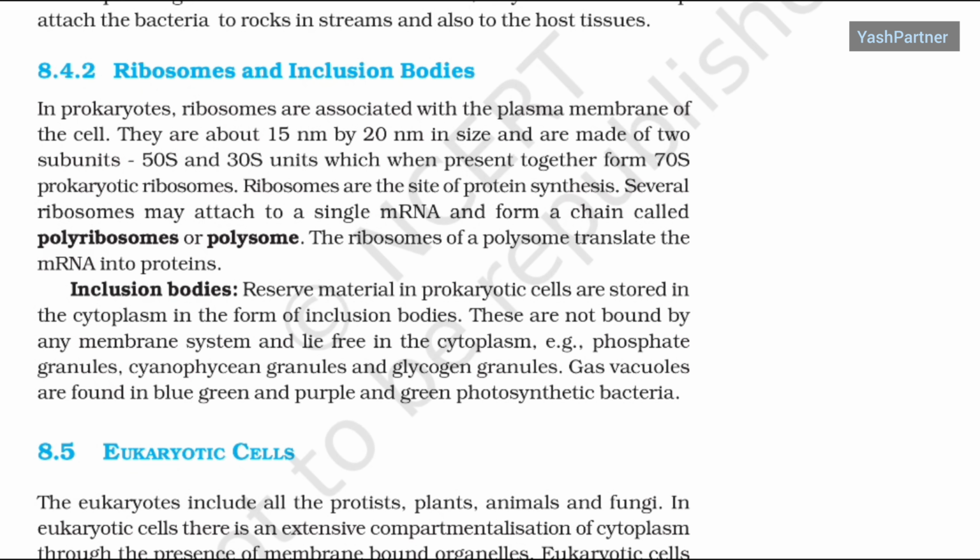Inclusion bodies. Reserve material in prokaryotic cells is stored in the cytoplasm in the form of inclusion bodies. These are not bound by any membrane system and lie free in the cytoplasm. Examples are phosphate granules, cyanophycin granules, and glycogen granules. Gas vacuoles are found in blue-green and purple and green photosynthetic bacteria.